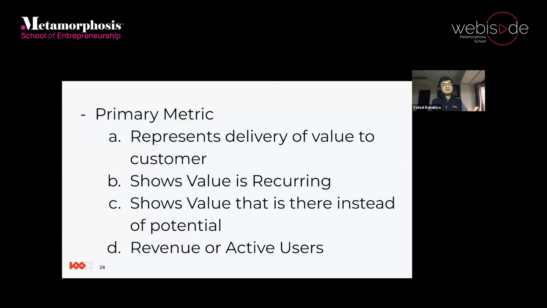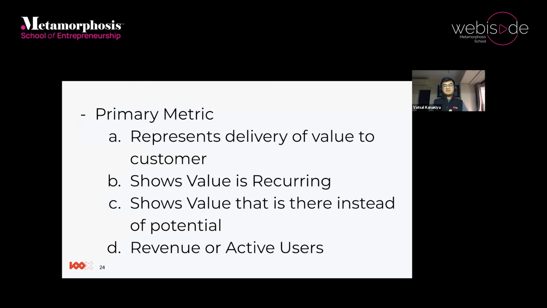So the primary metric typically is the one you track, which represents delivery of value to the customer or to all the stakeholders that you might be involving. It shows that your value is recurring. It shows that that value is there instead of just potential, right? And so it is typically revenue or number of active users.